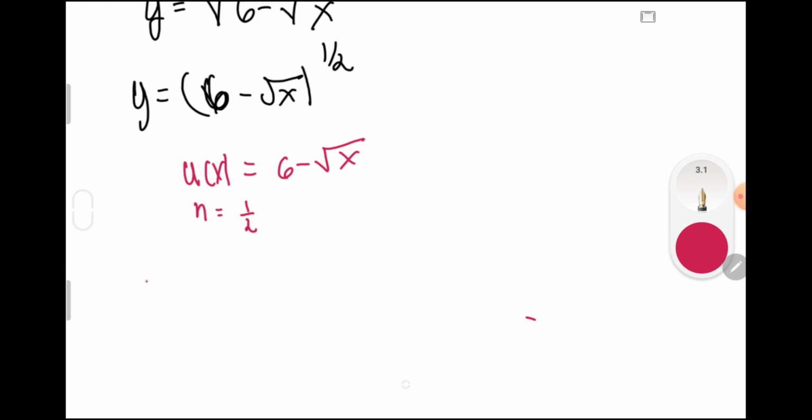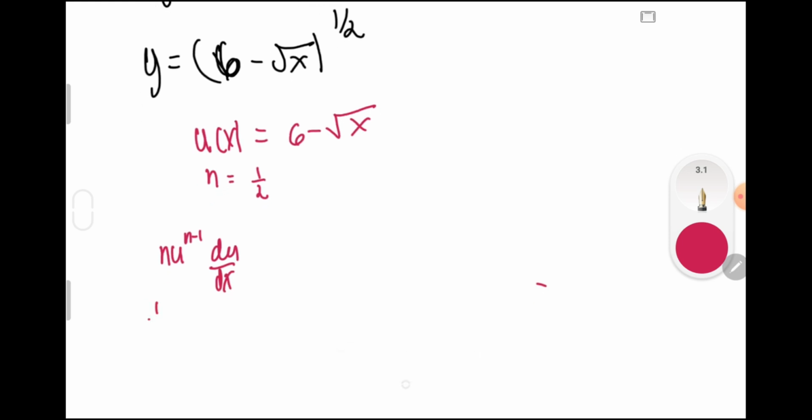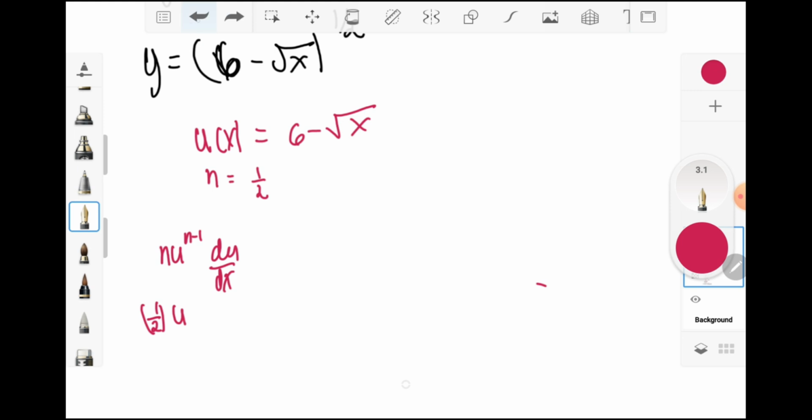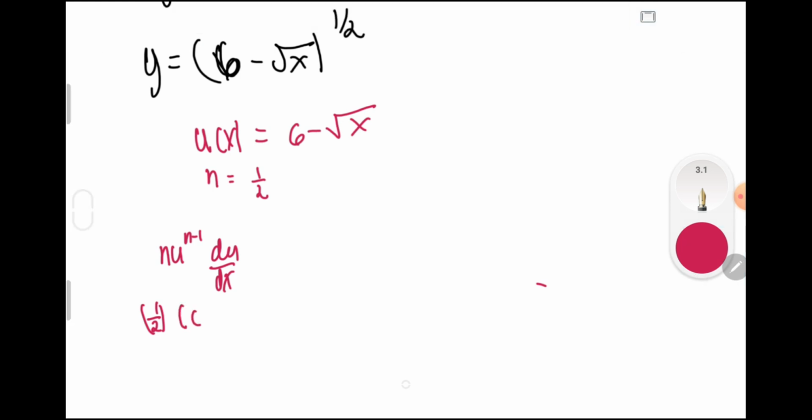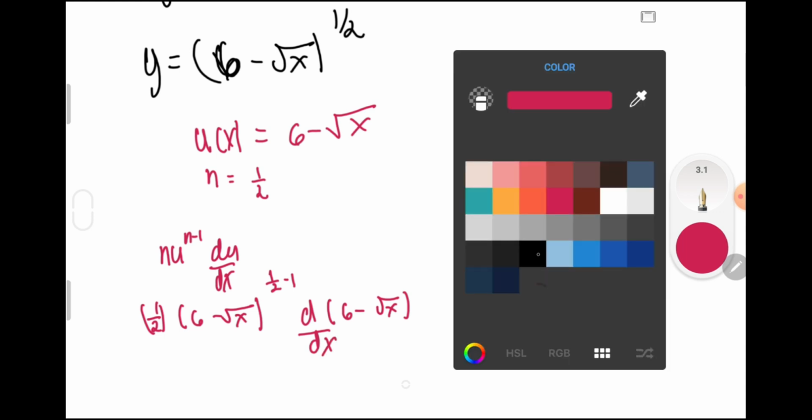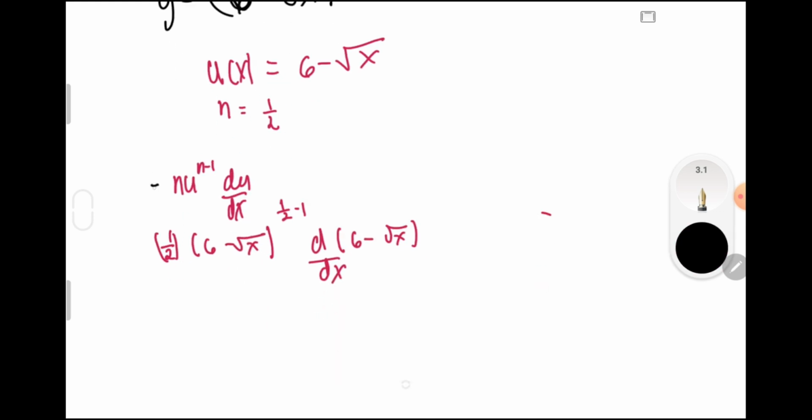So, therefore, guys, we'll have n u raised to n minus 1 times du over dx, wherein yung n natin is equal to 1 half. Tapos yung u natin is equal to 6 minus square root of x, which is raised to n minus 1. So we have our n, which is 1 half minus 1, and the derivative of our 6 minus square root of x with respect to x. Okay? So therefore, I may say that this is our y prime.